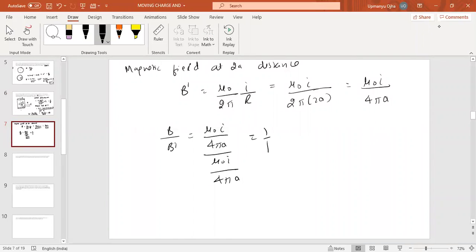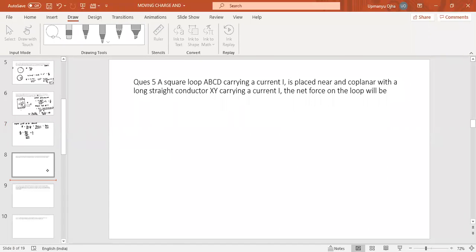Okay, now the next problem is a square loop ABCD carrying a current I is placed near a coplanar long straight conductor XY carrying a current I. Oh, this is small i. Take this as small i.